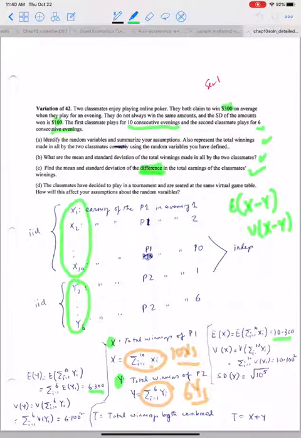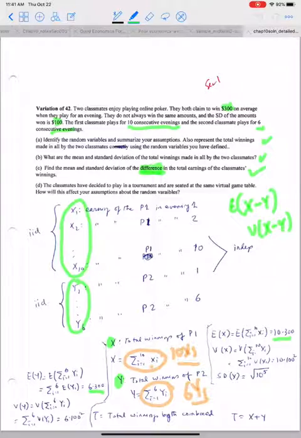The first 10 are IID random variables, and the second 6 are also IID random variables, and these two sets of random variables are independent of one another. What is the mean and the standard deviation of the total winnings made by all the classmates? The total winnings made by all is the sum of these 16 random variables.